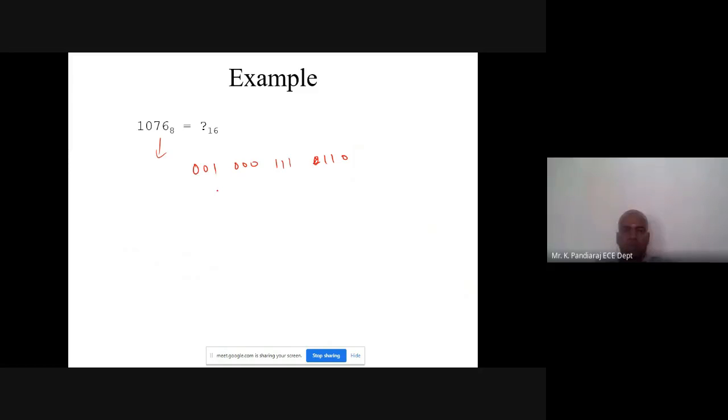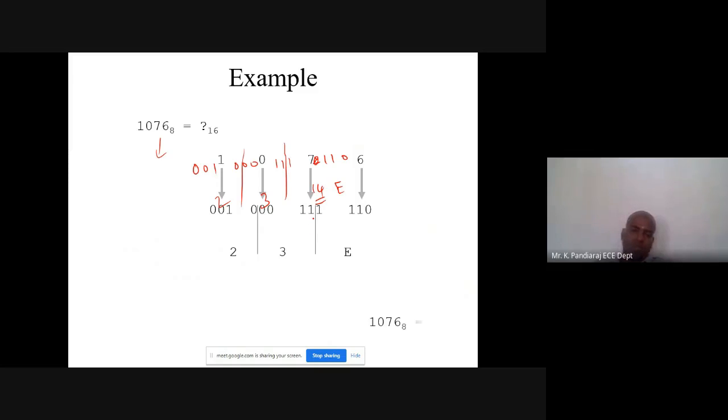Now binary is over, then we go for hexadecimal. For hexadecimal, we are going to group by 4 bits, because hexadecimal is a 4-bit representation. So this is one group, this is another group, this is another one. The numbers are 2, 3, 14. So 14 is represented as E. Have a look at this. The answer is 2E.